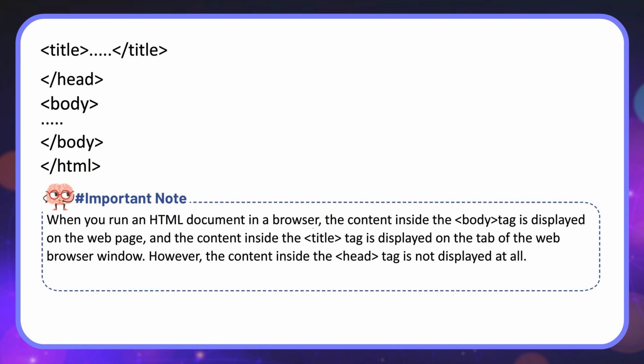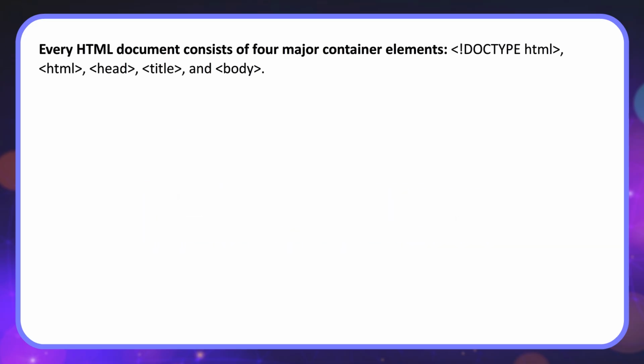Important note. When you run an HTML document in a browser, the content inside the <body> tag is displayed on the web page, and the content inside the <title> tag is displayed on the tab of the web browser window. However, the content inside the <head> tag is not displayed at all. Every HTML document consists of 4 major container elements: <!DOCTYPE html>, <html>, <head>, <title>, and <body>.